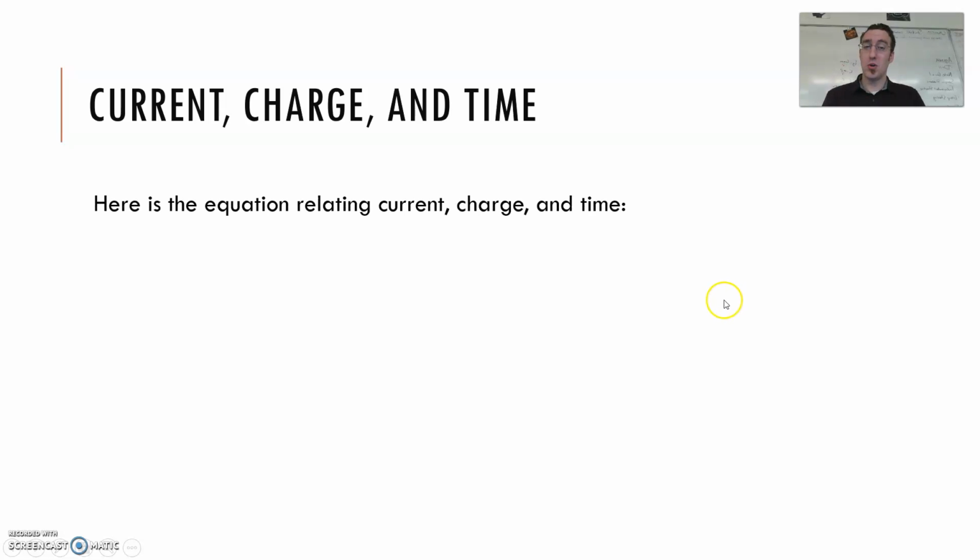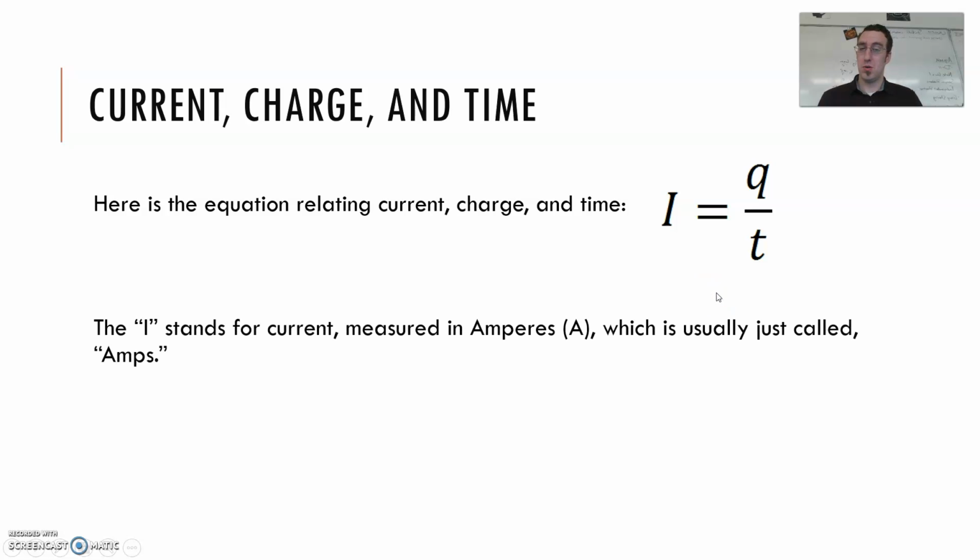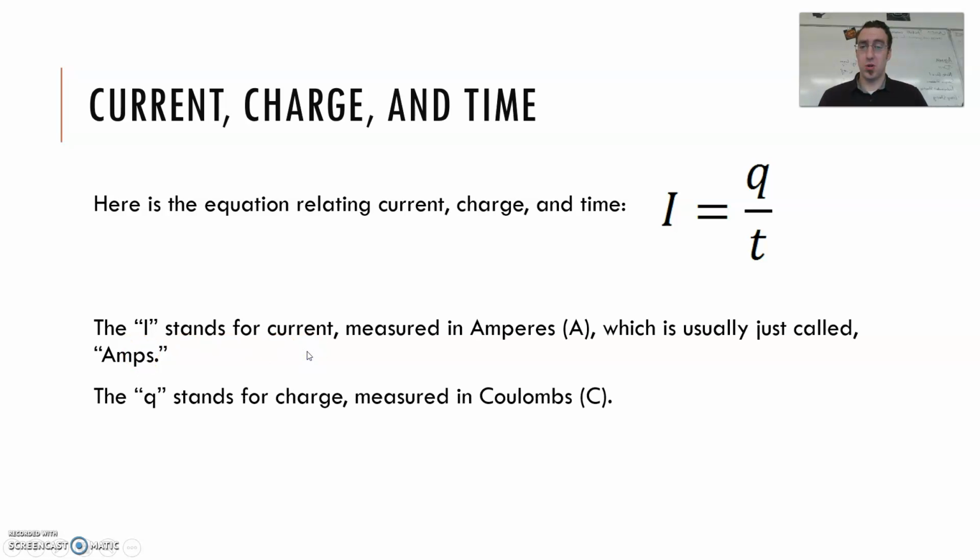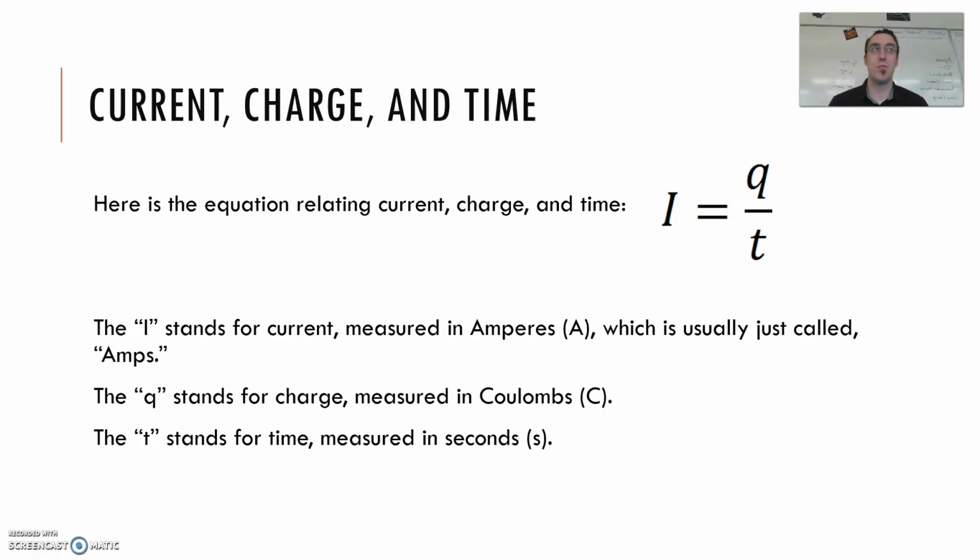The equation that relates current, charge, and time is I equals Q over T, where the I means current for some reason. It's measured in amperes, which is designated as A as the unit, and usually it's just called amps. The Q stands for charge, measured in coulombs, like it has in Coulomb's law and the electric field strength equations, and T is time measured in seconds, as it has been in every equation that we've used time in so far.